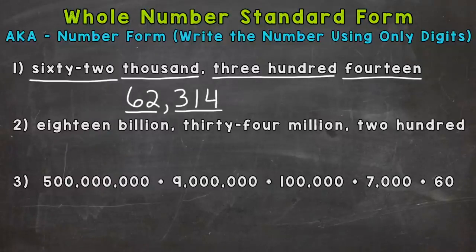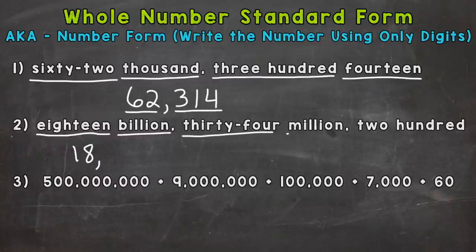And we have 18,034,200,000. So let's start with this 18. So let's write out 18. And we know it's going to be in the billions period. So after the billions period comes the millions period. Let's see if we have any millions.